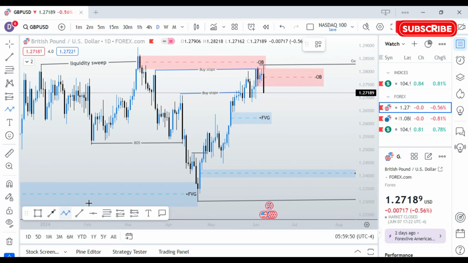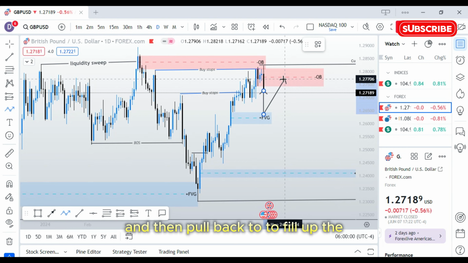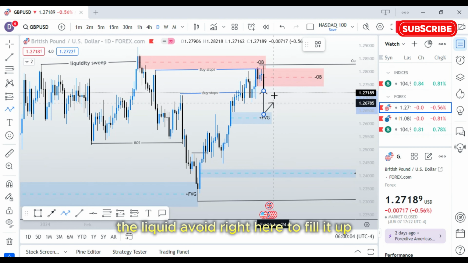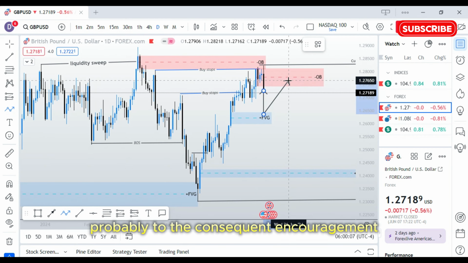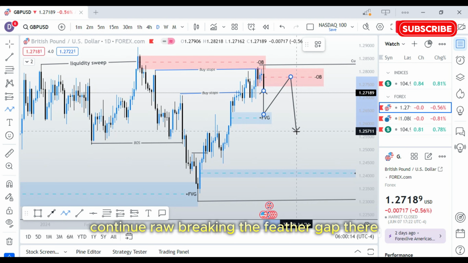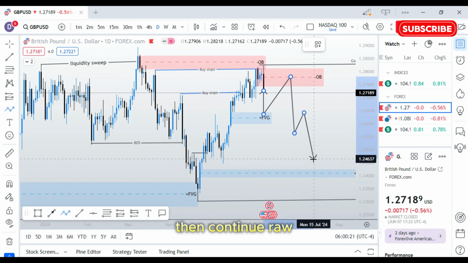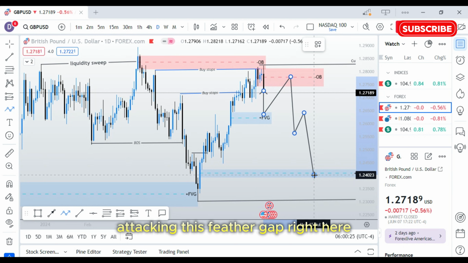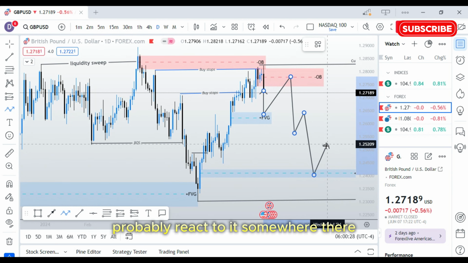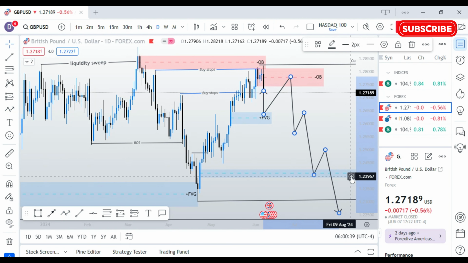I'm expecting price to continue this down move, maybe tap into this FVG right there, and then pull back to fill up the liquidity void right here, and then tap into the order block, probably to the consequent encroachment, and then continue lower, breaking the fair value gap there, maybe a reaction to the fair value gap, then continue lower, attacking this fair value gap right here, probably react to it somewhere there, and then continue lower, attacking the sell side liquidity that is down there.